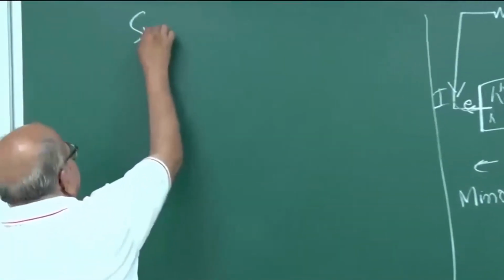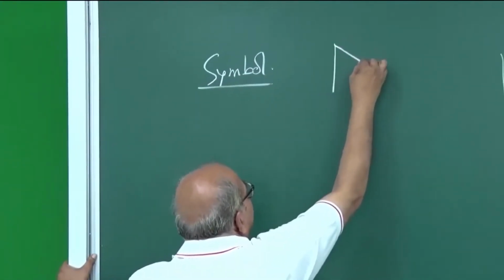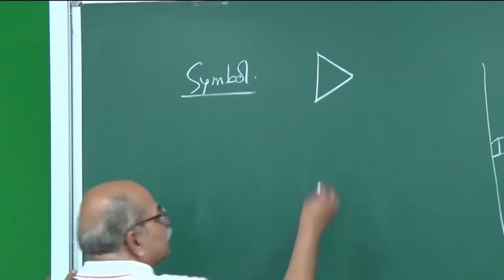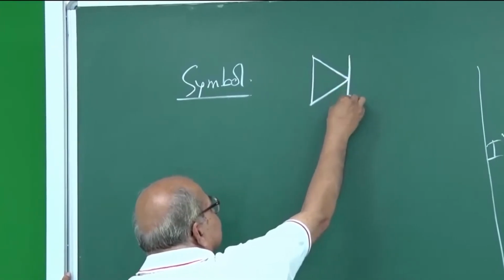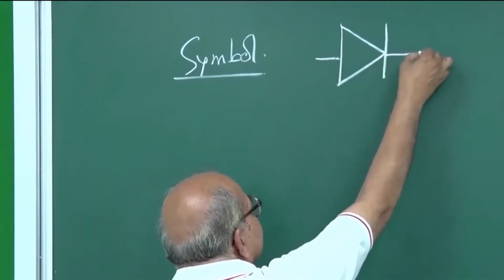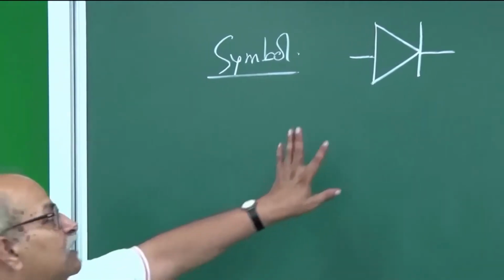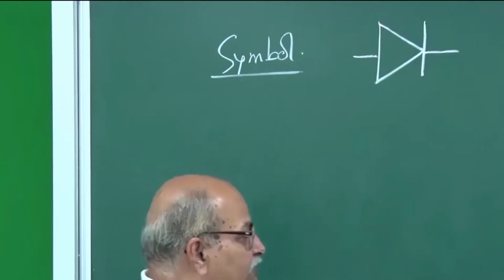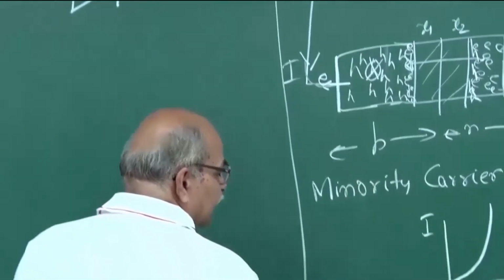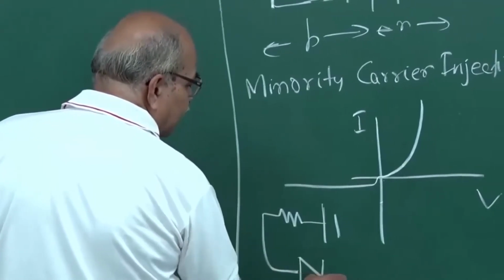The symbol for that is, you draw a triangle, this kind of isosceles triangle, and put a line at this vertex. So this is the symbol for a diode. Whenever in the circuit we have to show a diode, we will be putting this. So if I redraw this circuit, it will look like this: I have a cell, I have a resistance, and then I have a diode.